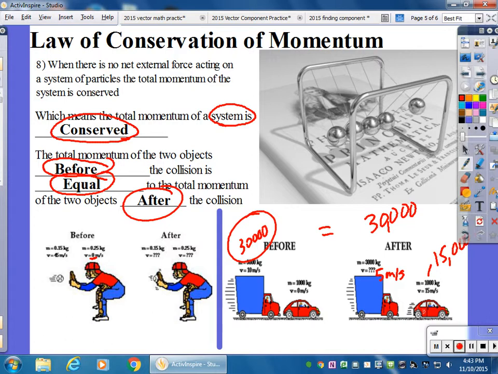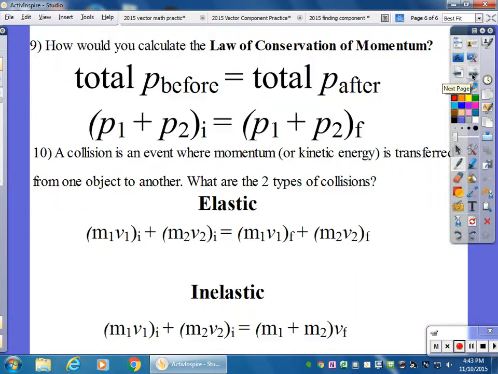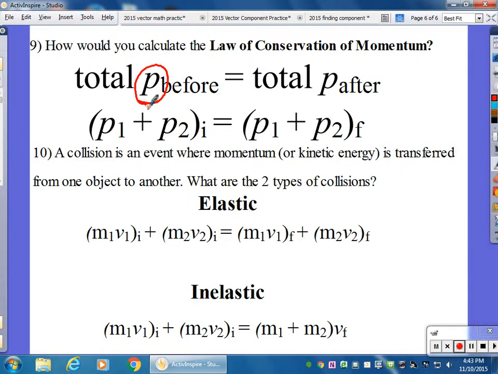And with that, we are just about finished. We've got one more slide left, and that is basically just giving us the formulas for what we just described here, which is this law of conservation of momentum. The total momentum, this is P, that's for momentum, before a collision has to equal the total momentum after the collision. So that means here's our two objects. This is object 1 and object 2.